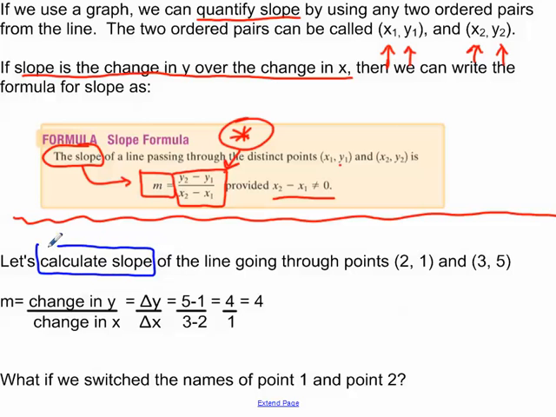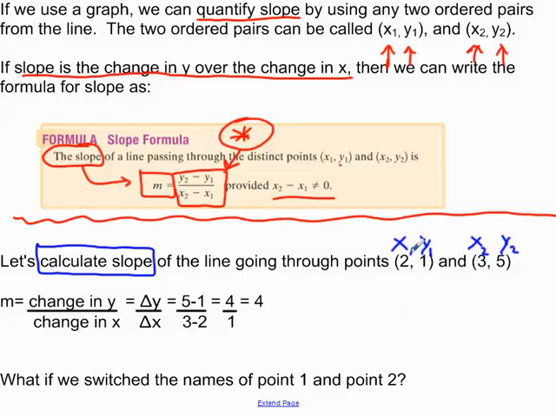Let's calculate the slope of a line going through these points: (2, 1) and (3, 5). So there's one point, there's another point. Again, these are xy coordinates, so you have to fit them into this pattern, because our definition of slope, slope m, equals y2 minus y1 over x2 minus x1. The way I remember this is: x1, y1, and x2, y2. I'm going to call this my first point, and this is my second point.